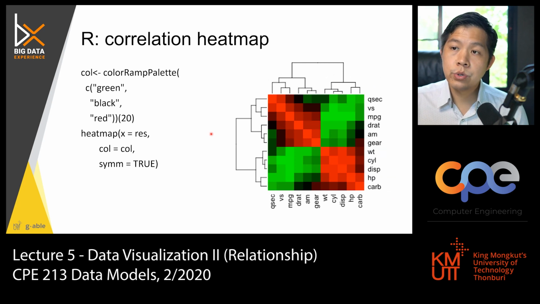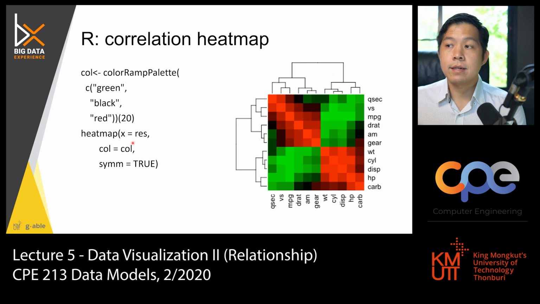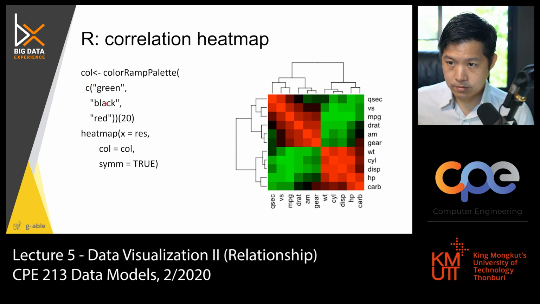Another way is to use the heat map, right? Use the heat map and do something actually similar to that one, but a little bit harder to see though. For this one, I use the function called heatmap and use the result X, and then say col is called here. Sorry, this is not column, this is color. Like the color will be green, black, and red.